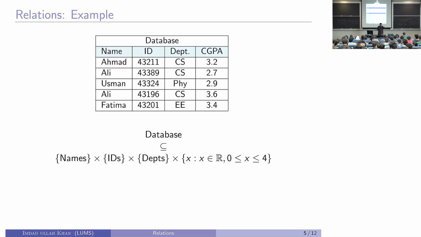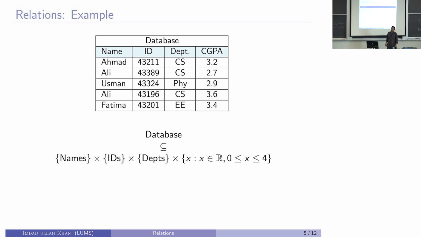6? 2 raised to the power 6. Why 6? There are 6 elements in the cross product, so the number of subsets of the cross product is 2 raised to the power of the cardinality of the cross product. In this case it is 2 to the 6. Is this clear? So that's a relation. This is called a relation from X to Y, because it's a subset of X cross Y.